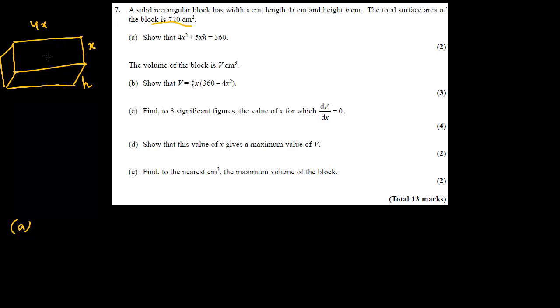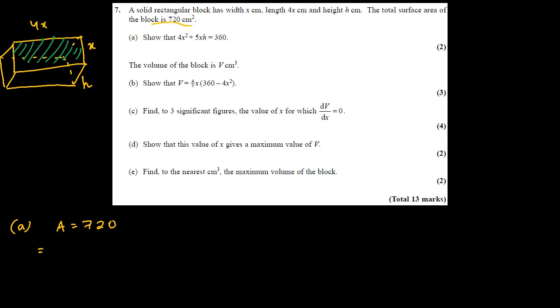That means every single surface. So altogether there are six surfaces. So we have to find an expression like this. So let's use the surface area concept. So the surface area is 720 centimeters square. Now how many surfaces do we have? We have this at the top. So let me use a different color. At the top we have this, and this is also at the bottom.